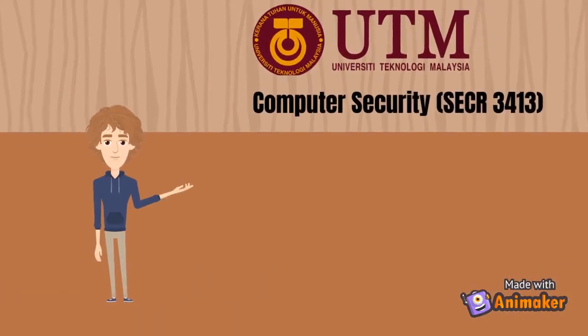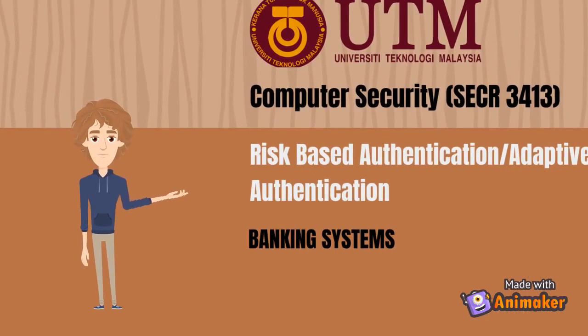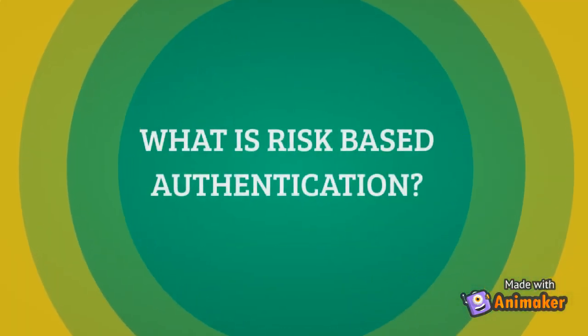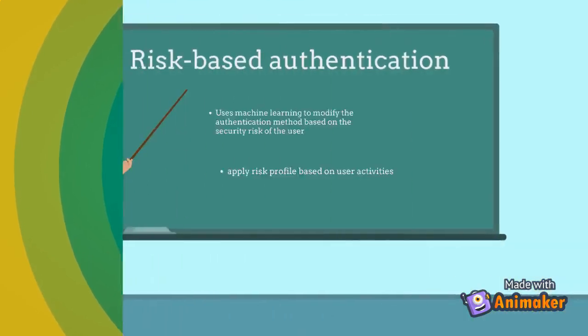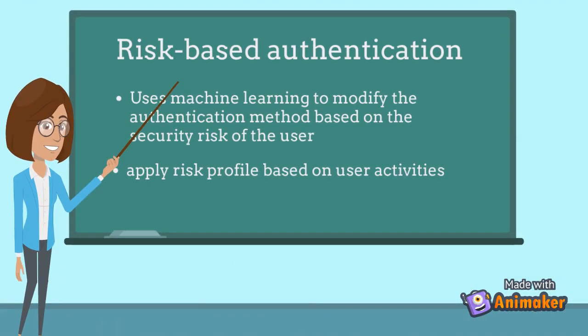Hello everyone. We're going to talk about risk-based authentication, or adaptive authentication. So, what is risk-based authentication? It is a type of algorithm that uses machine learning to modify the authentication based on the security risks of the user. This is done by applying risk profiles based on the user's activity.